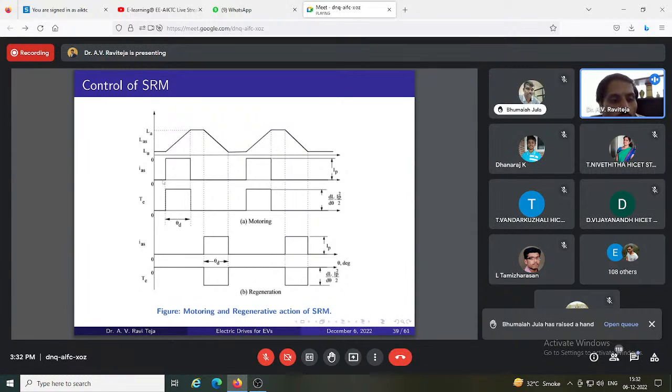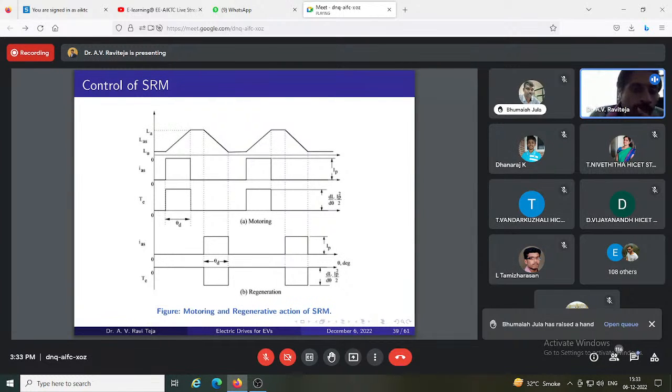Because all windings are inductive in nature, which doesn't allow sudden change in current. So a practical SRM doesn't allow this type of sudden change in current. How the current will change? Current will change slowly until the reference is reached, and current will also not fall instantaneously like shown here. It will fall slowly in exponential or some other manner, but not instantaneously.